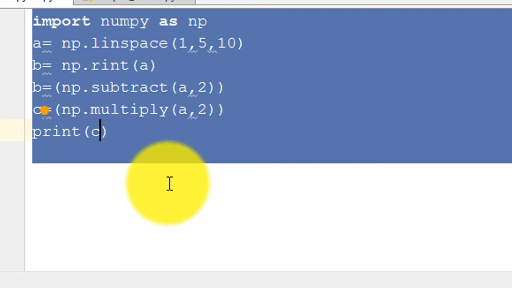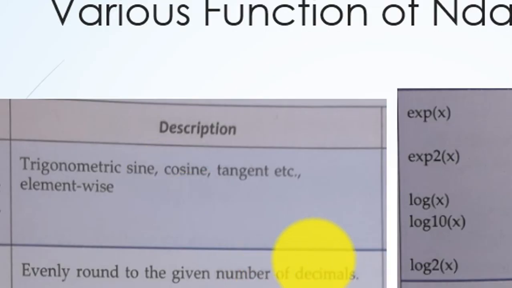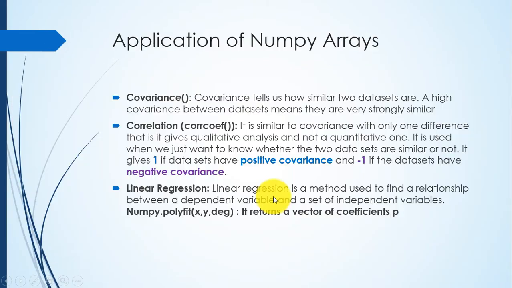So now let us jump to our next topic. You can try all the functions. Now, application of a Numpy array. In CBSE we actually have to learn 3 functions which are generally used as an application of Numpy: to calculate covariance, correlation and linear regression.